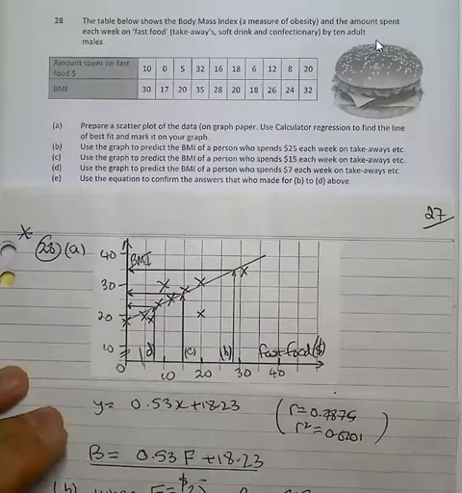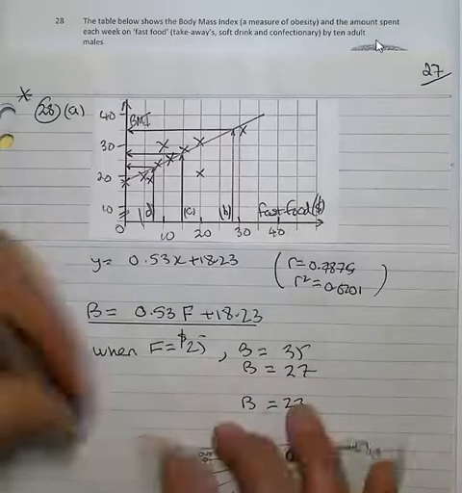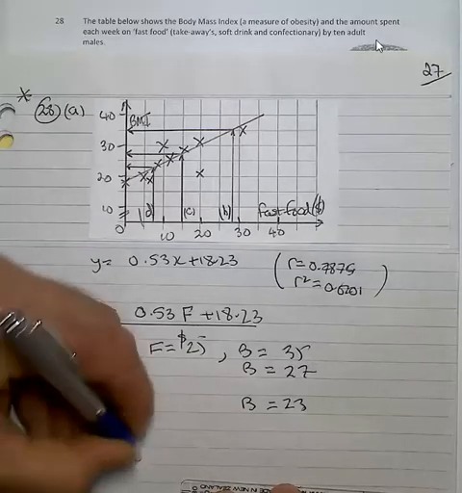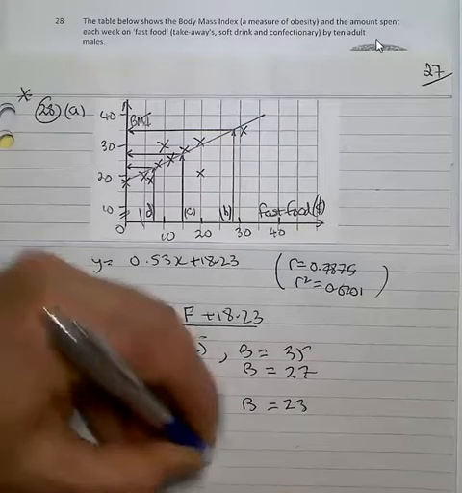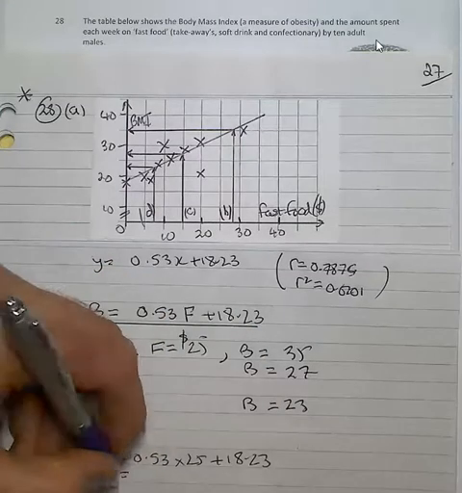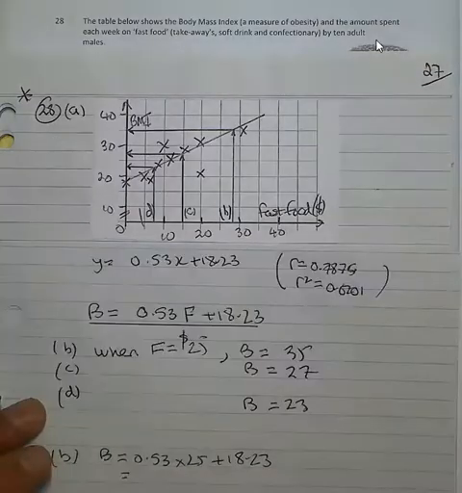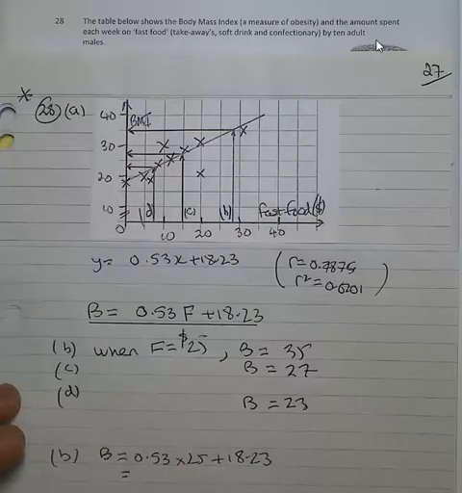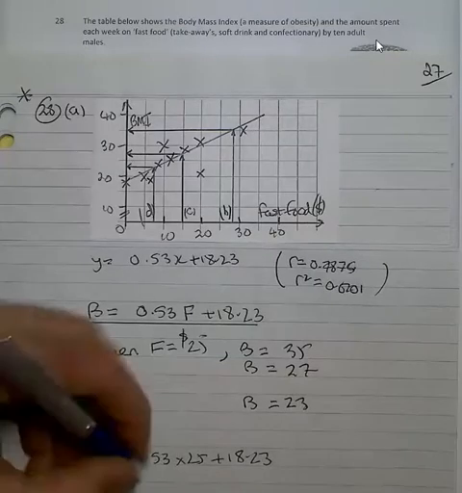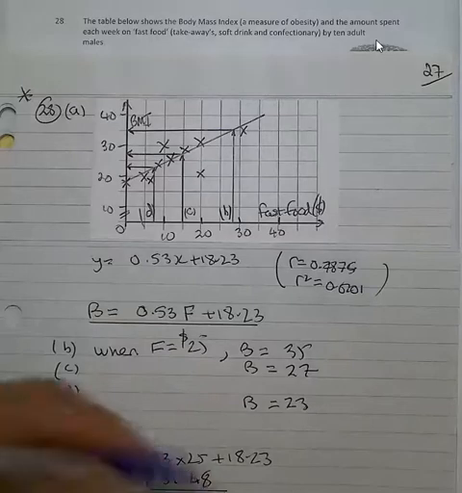Now, if we use our calculator to check those, which I'll do in a minute, we'll see how we go. So in the first instance for B, B is equal to 0.53 times 25 plus 18.23. Let's use my real calculator off to the side in this case. It's much easier. And I get 31.48, which isn't too far out from my actual prediction.